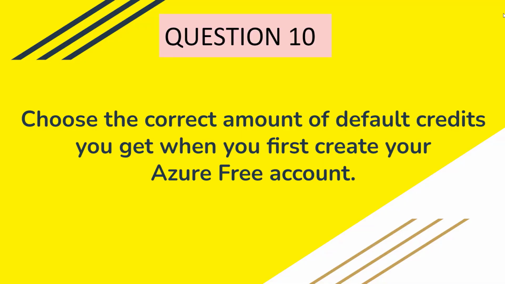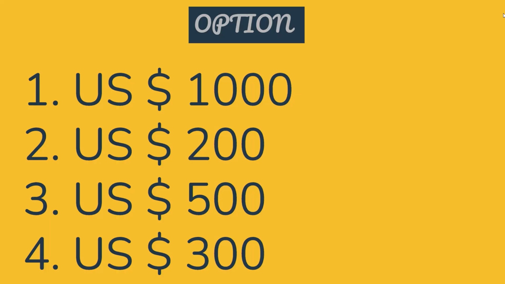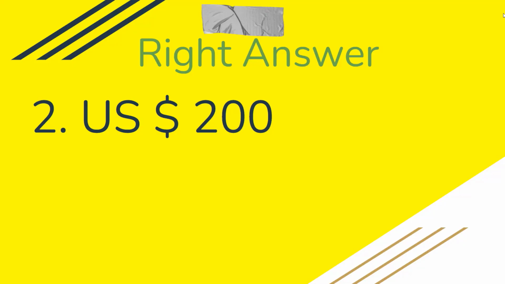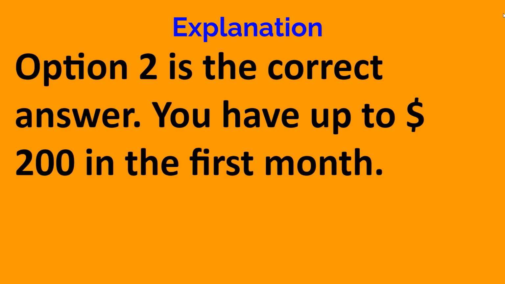Question 10. Choose the correct amount of default credits you get when you first create your Azure free account. Option 1. US dollar 100. 2. US dollar 200. 3. US dollar 50. 4. US dollar 300. Right answer is 2. US dollar 200. Explanation. Option 2 is the correct answer. You have up to $200 in the first month.